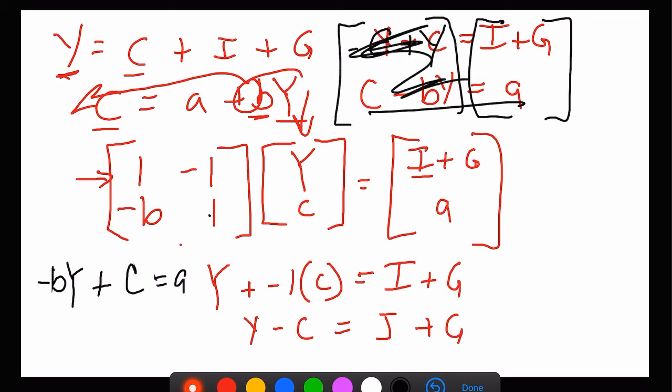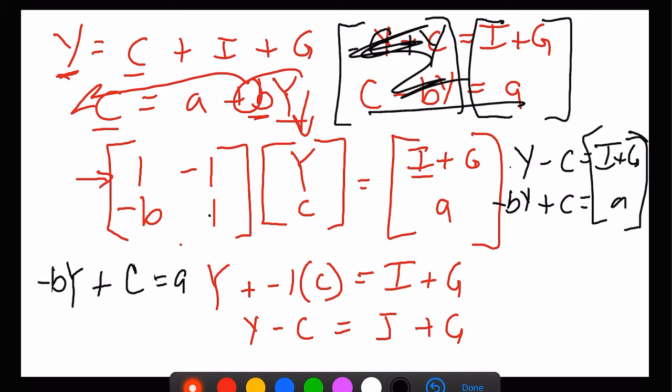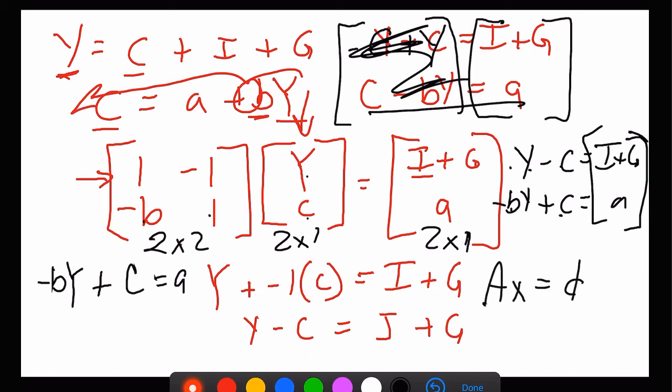So really, you have y minus c equals I plus g, and you have minus by plus c equals a. That's a matrix, a vector. And now I have 1, minus 1, minus b, 1, and I have y and c. 2 by 2, 2 by 1, 2 by 1. Now I can solve that, which can get messy equation-wise, and I can solve it just by doing my matrices, right? I have ax equals d still. Okay, and I could solve that.